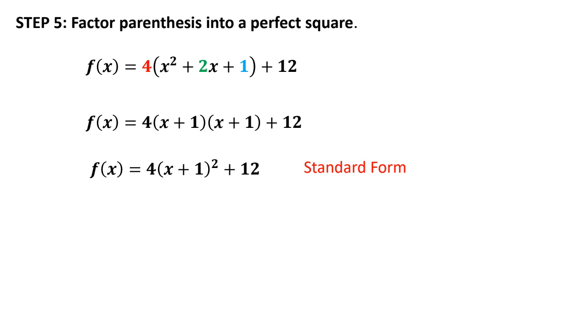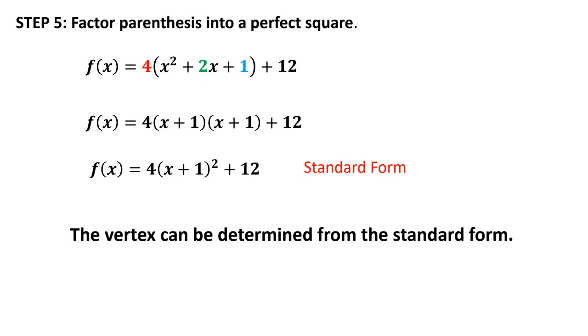4 times x plus 1 squared plus 12, and lo and behold, we converted from general form to standard form, okay, where we have a is our value for 4, and we have our h and k. Now we know that our vertex is at negative 1, 12, okay? So again, this is a great way for us to be able to sketch terms if they're giving us the function in standard form. So let's go ahead and practice some more converting from general to standard, so we can graph and find our vertex.